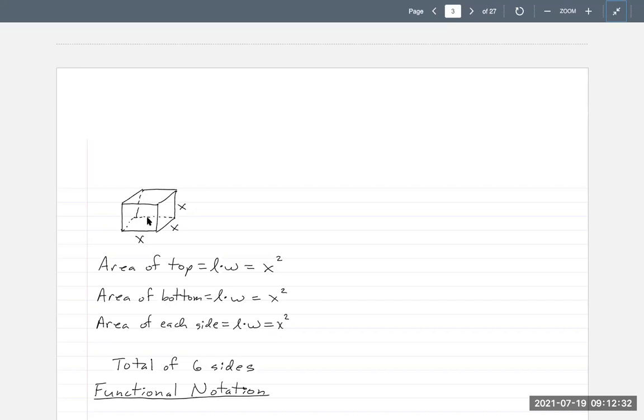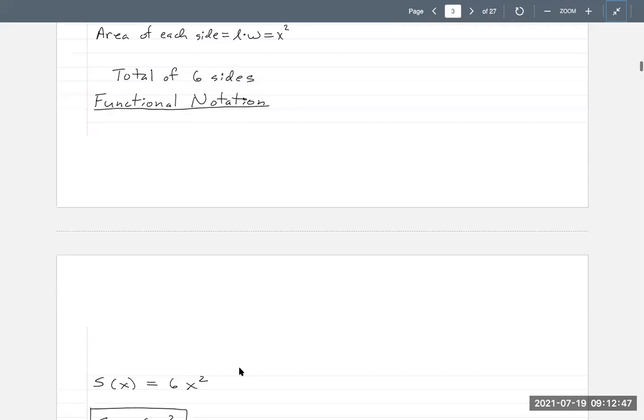There's a total of the top, the bottom, and 4 sides. So there are 6 total sides. The area of each of those 6 sides is X squared. And so the surface area of my box is 6X squared.